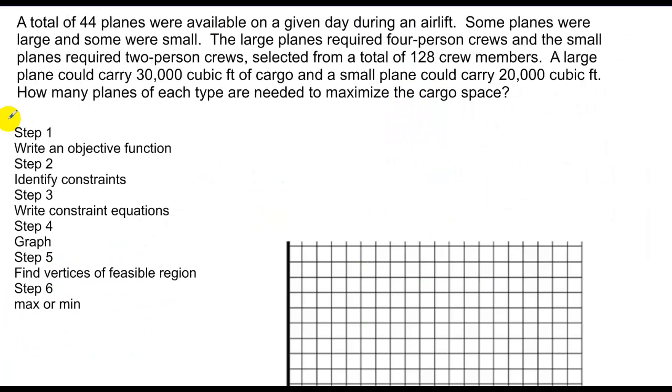Here's what your basic linear programming problem is going to look like. It's a word problem. And in this case, we have 44 planes available on a given day during an airlift. Some planes are large and some are small. Large planes require 4-person crews. Small planes require 2-person crews. Selected from a total of 128 crew people. Large planes carry about 30,000 cubic feet, while the small planes only carry 20,000, and we want to know how many of each type of planes are needed to maximize cargo space.